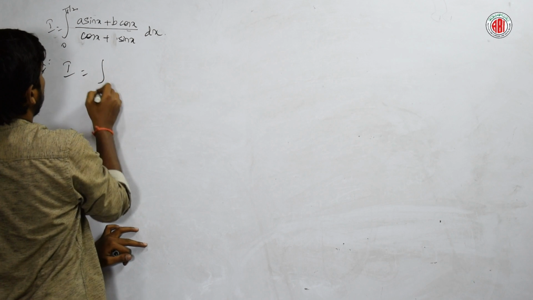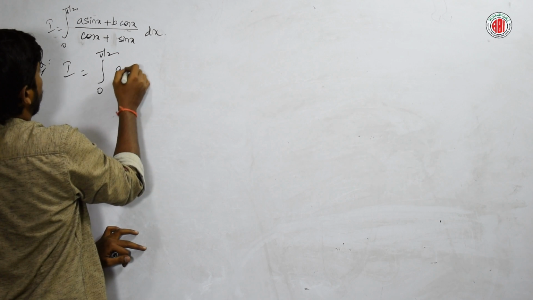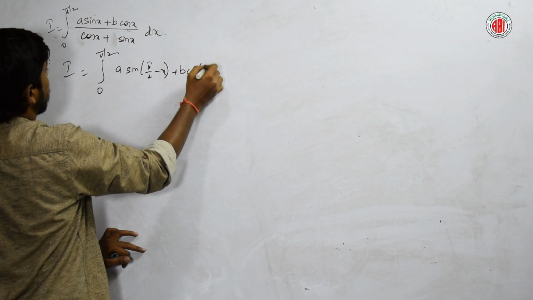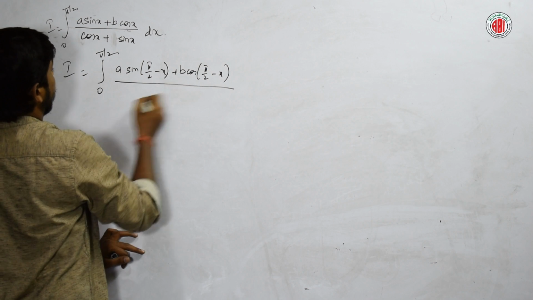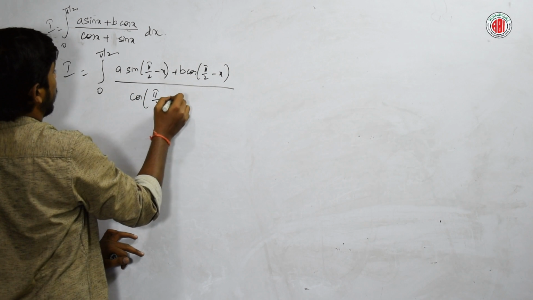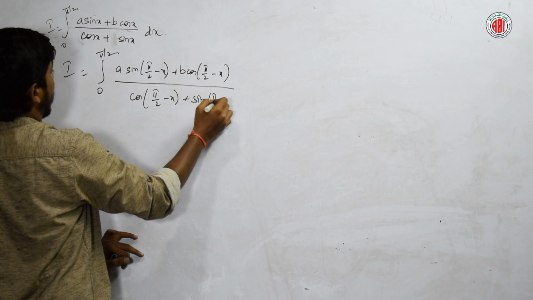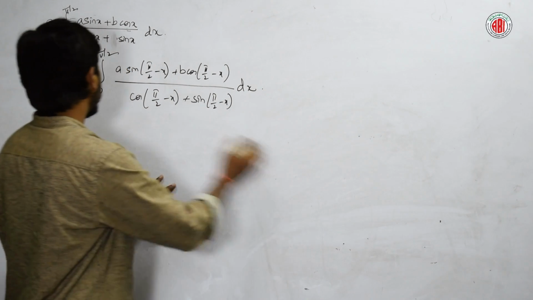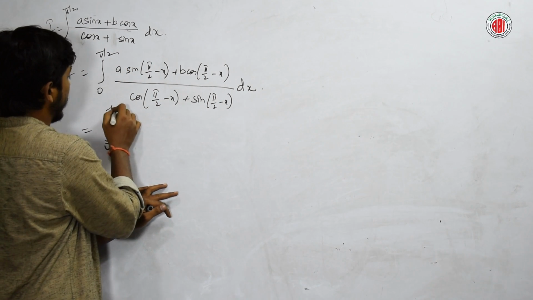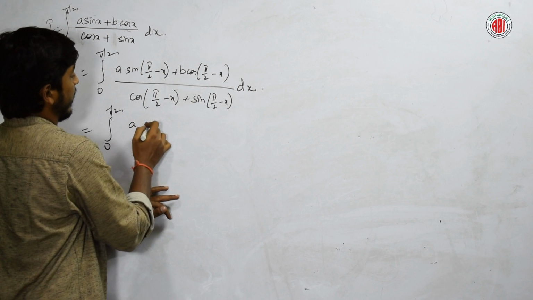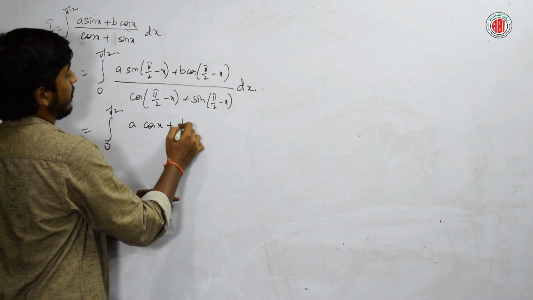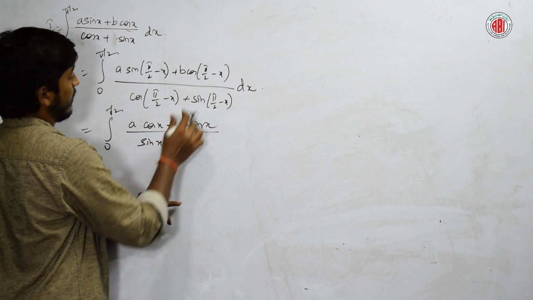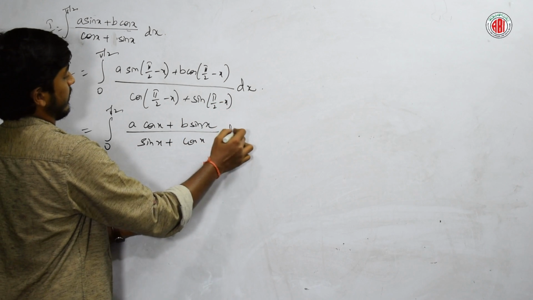So first let us assume I is equal to this term. So I is equal to integral 0 to pi by 2 of a sin(pi by 2 minus x) plus b cos(pi by 2 minus x) divided by cos(pi by 2 minus x) plus sin(pi by 2 minus x). Clear? So this will become integral 0 to pi by 2 of a sin of 90 minus theta, cos of 90 minus theta is sin x, divided by cos of 90 minus theta is sin x, sin of 90 minus theta is cos x.